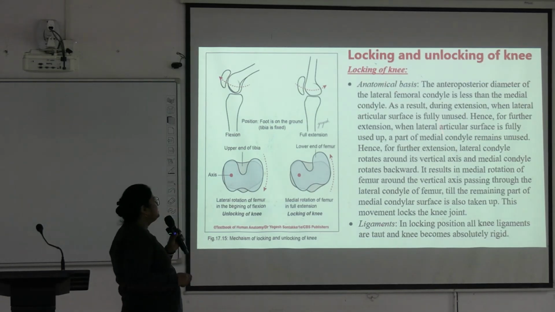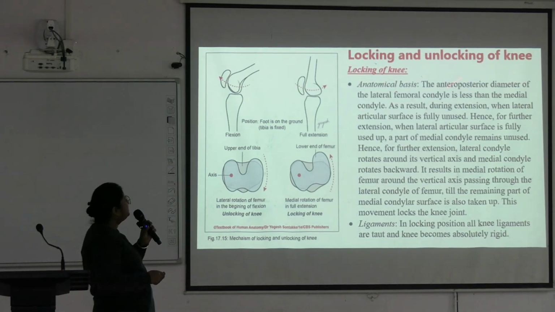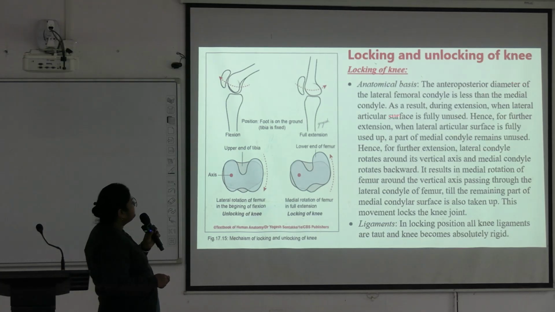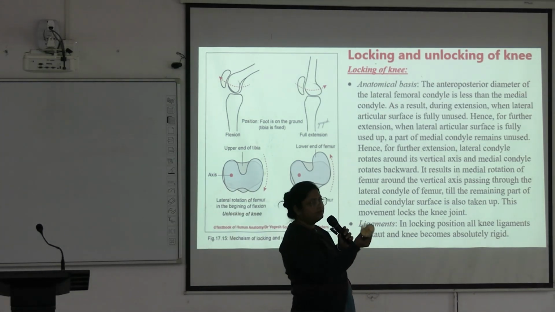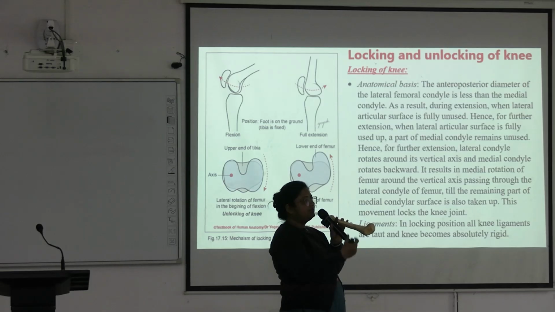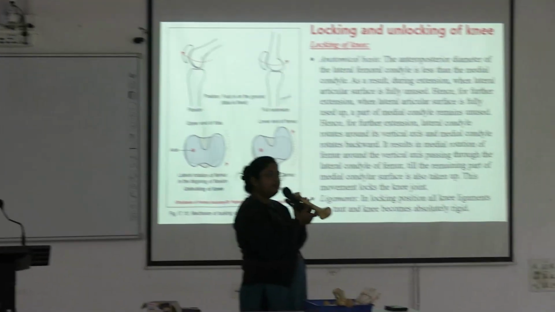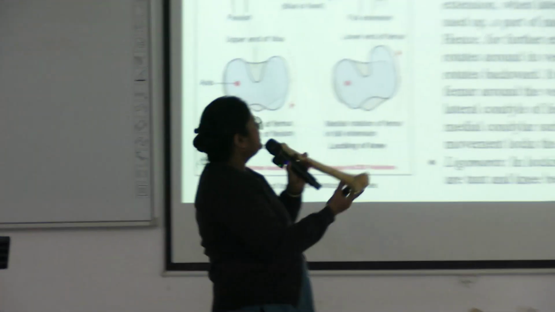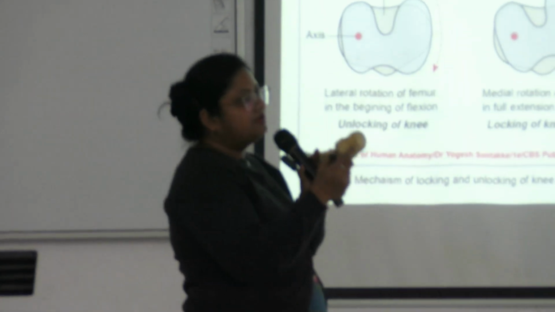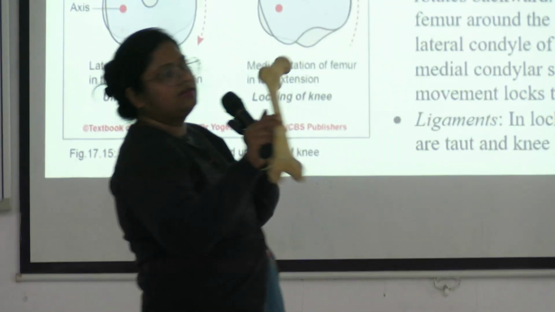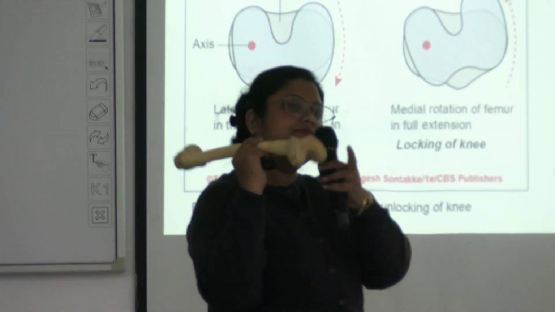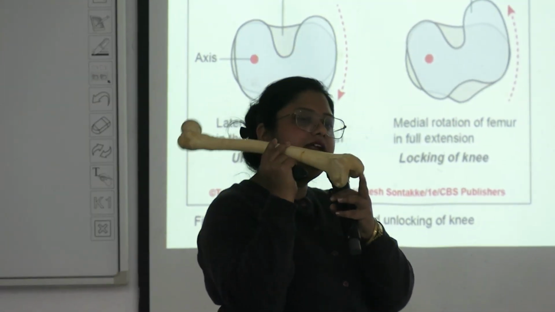What is the anatomical basis for this? How is it occurring? The anteroposterior diameter of the lateral condyle of the femur is less than that of the medial condyle. You can see the condyles of the tibia. See, this one is the medial condyle, this is the lateral condyle. So the anteroposterior diameter of the lateral condyle of the femur; this one is the femoral condyles. Here this is the medial condyle and the lateral condyle.